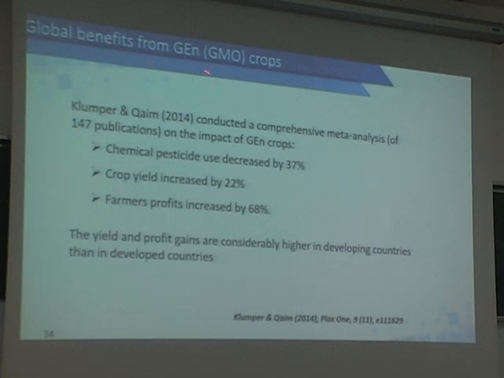The global benefits from genetic engineering are summarized here. Two authors, Klumper and Kaine, in 2014, did a meta-analysis looking at 147 publications, and they found that with the use of genetically engineered crops, there was a 37% reduction in chemical pesticides. Crop yield improved by 22%, and farm profits improved by 68%. And this was mostly applicable to developing countries.